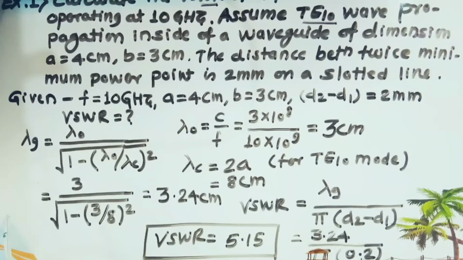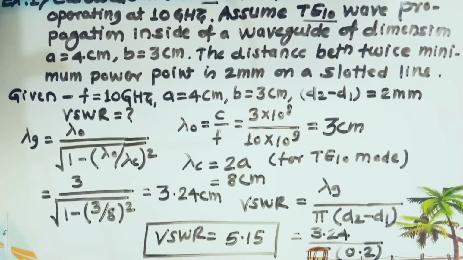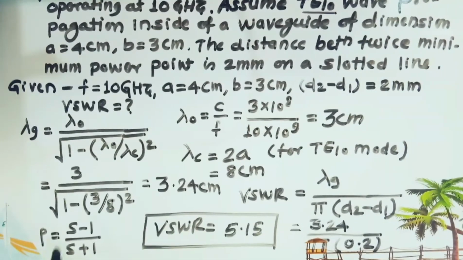Again, if you have to find the value of the reflection coefficient, that is given as rho equals (s minus 1) divided by (s plus 1), where s is nothing but the VSWR. If you put this value in this expression, that is 4.15 divided by 6.15. This is nothing but rho, that is the reflection coefficient.